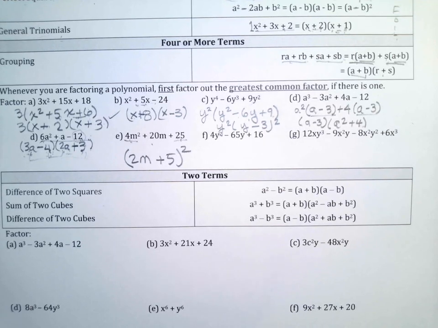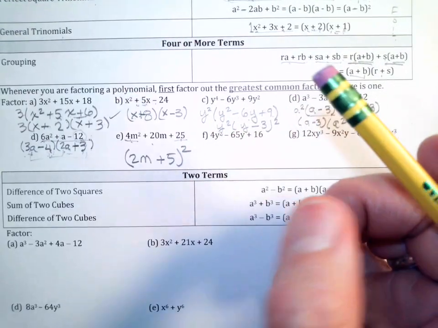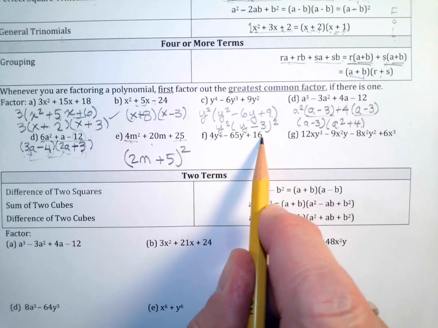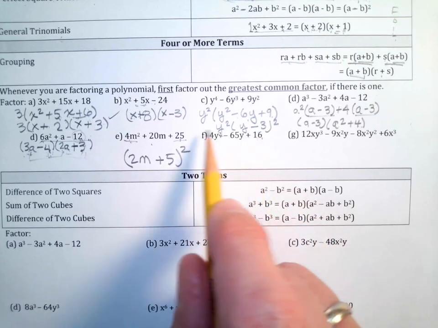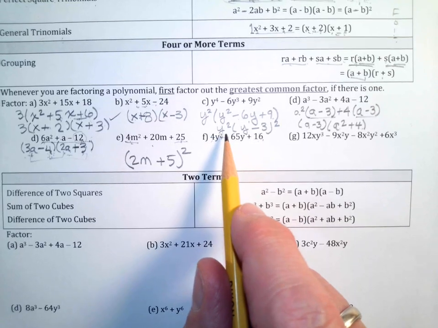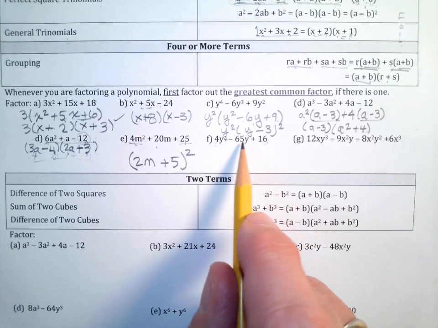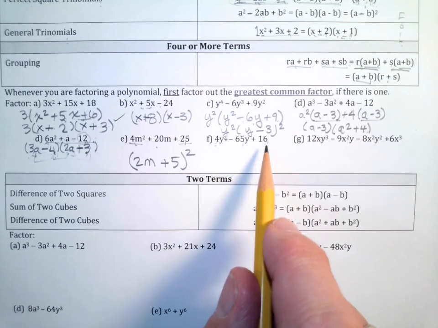Okay, next thing. Now, let me erase some of this because it's hard to see. This is a 4y squared and a 16. Now, that sounds like it might be a perfect square trinomial. These are perfect squares. However, the center term is not twice the product of these. I know because this would have to be even, right? And it's not even. So 65 this is not a perfect square trinomial.